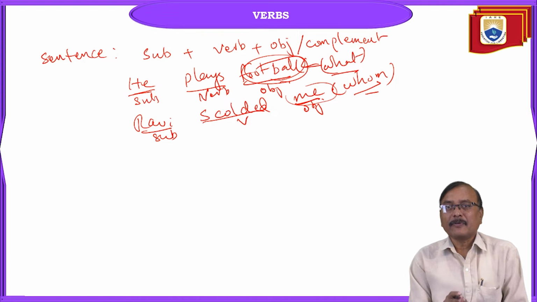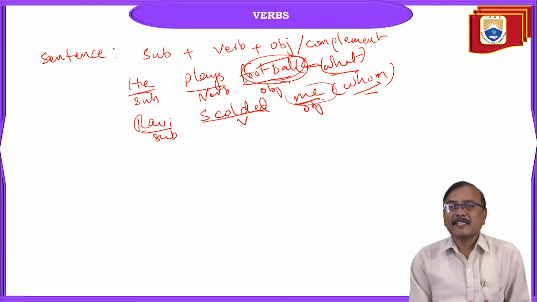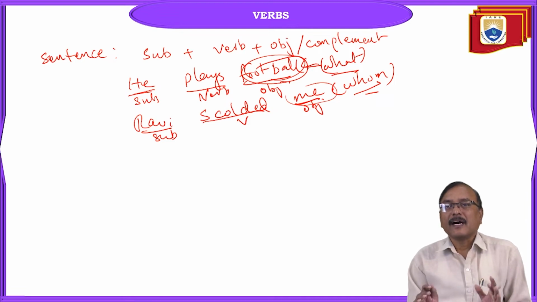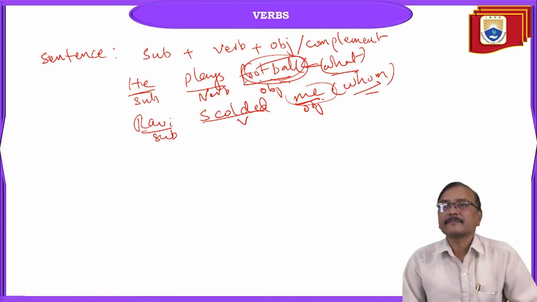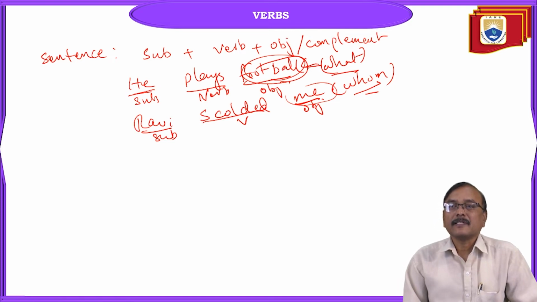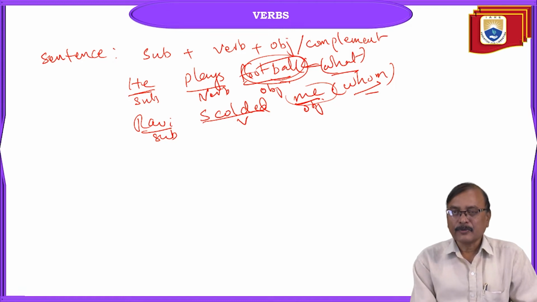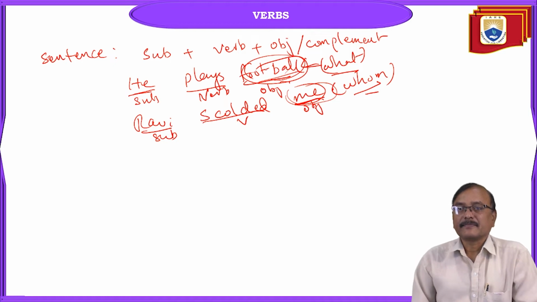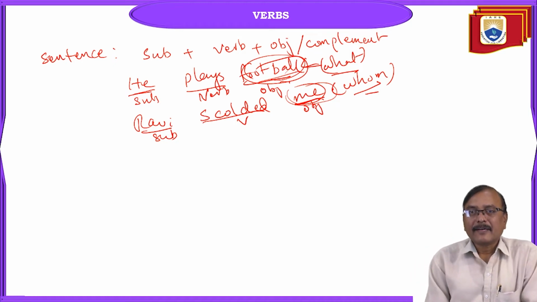Remember, after the verb, frame a question. If the question is like what or whom, the answer coming will be the object. He plays what? Football. Ravi scolded whom? Me. Whichever comes after the verb as the answer for what or whom is considered an object. Now, I will write another sentence.